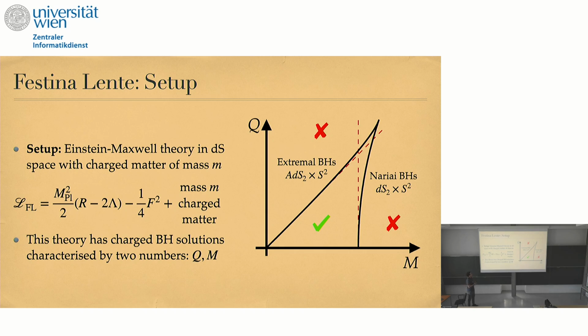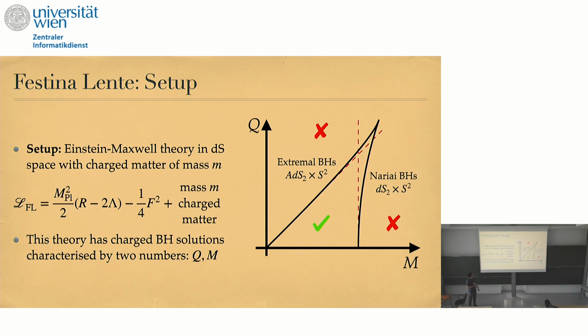So the setup that we want is some Einstein-Maxwell theory in de Sitter space. The theory is just like this. There's an Einstein-Hilbert term, there's a Maxwell theory, and then there's a positive cosmological constant. This is a very familiar theory, and we know its solutions. It has charged black hole solutions. Later on we'll add charged matter, but let's forget the charged matter for now. This theory has black hole solutions, and they are parameterized by two numbers, their charge and their mass.